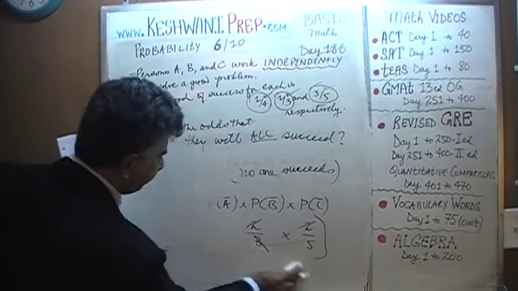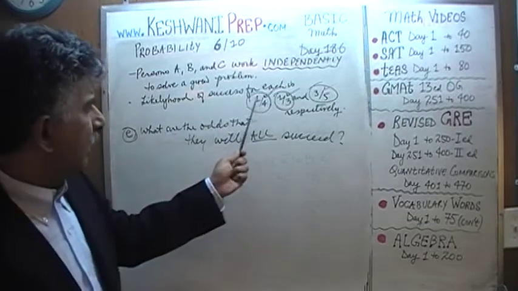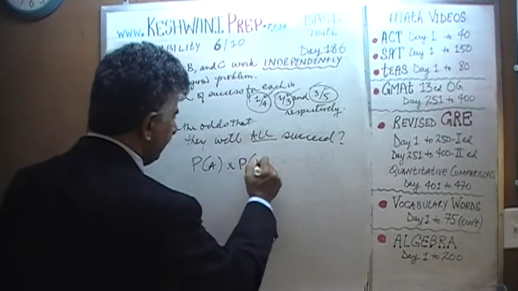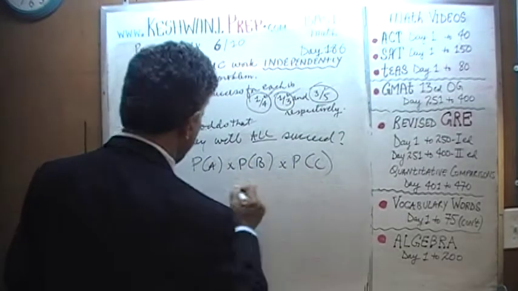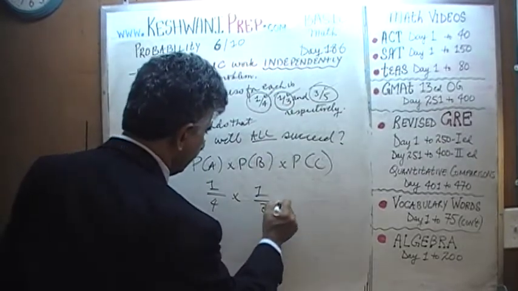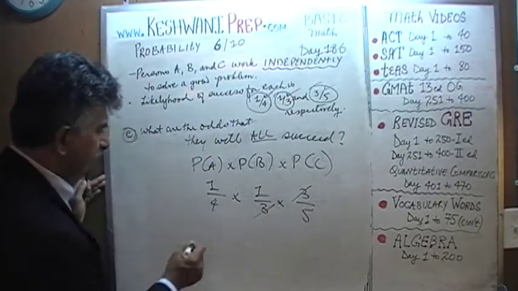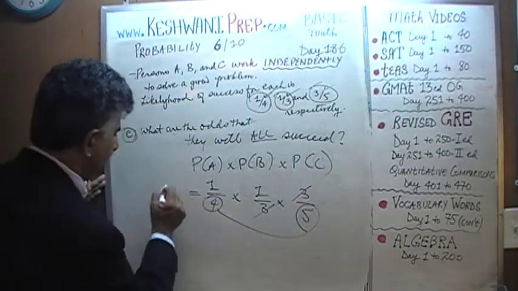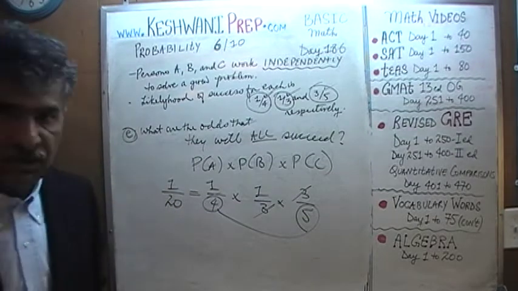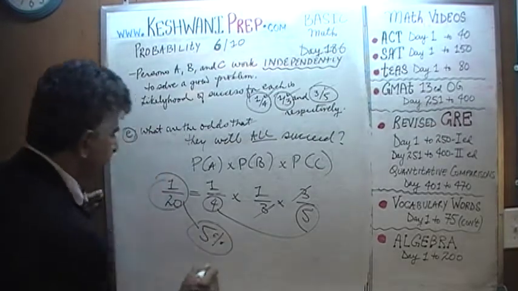It's right there. It's very simple, very straightforward. It's simply the product of these three fractions. Odds that A will succeed times the odds that B will succeed times the odds that C will succeed. And that's simply 1/4 times 1/3 times 3/5. 3 is going to cancel out, and that's it. 4 times 5 is 20, so 1 out of 20. There is a 1 out of 20 chance that they will all succeed, which amounts to a 5% chance.